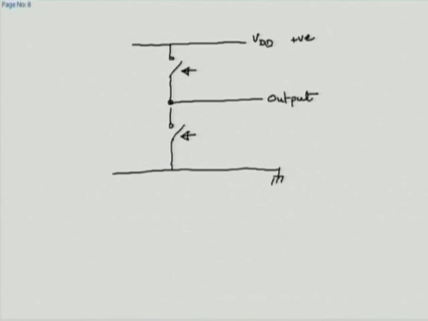Now, suppose you want the output to be 1, what should be the state of these two switches? Notice that the upper switch shorts the output to VDD. Therefore, if you want the output to be 1, that is what you want. You want the output to be close to VDD. In that case, if the output should be 1 or high, we are using positive true logic here, then the upper switch should be on.